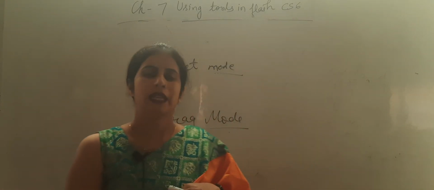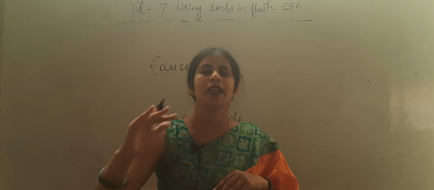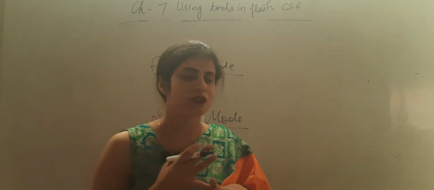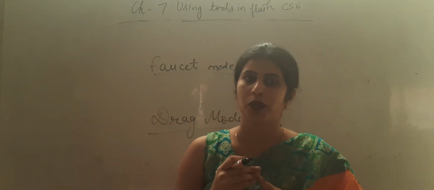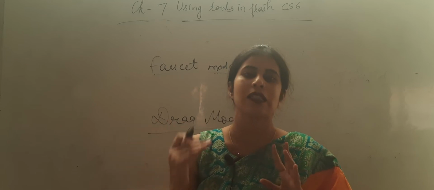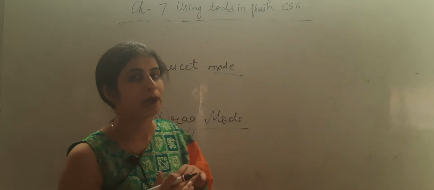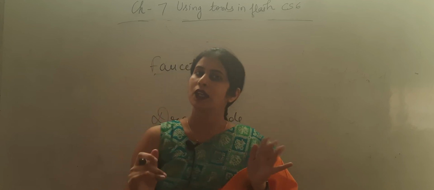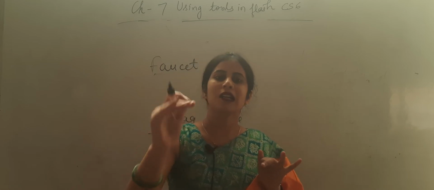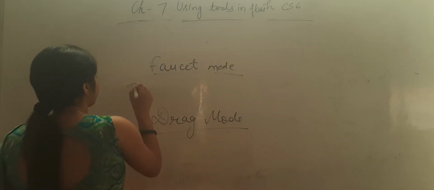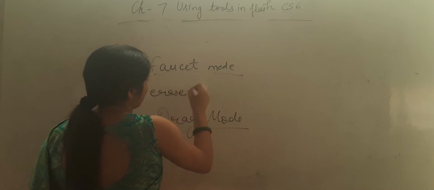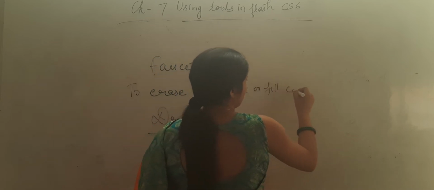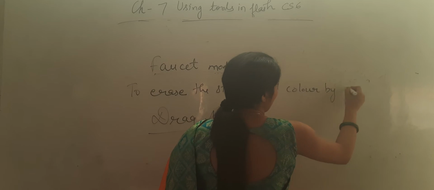If we want to erase the area just after clicking over there, we are erasing the stroke as well as the fill area, but how are we doing the erasing process? We are doing it with the help of clicking. So if we are going to erase the area just by clicking over it, this mode is used to erase stroke or fill color by clicking on it.